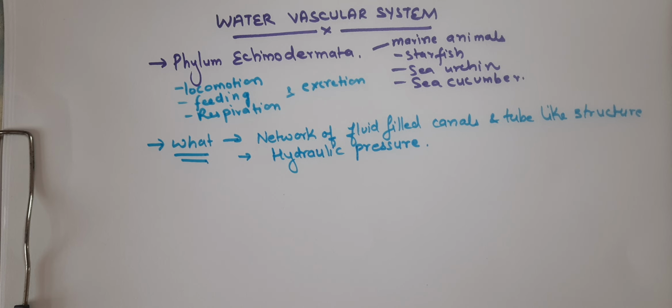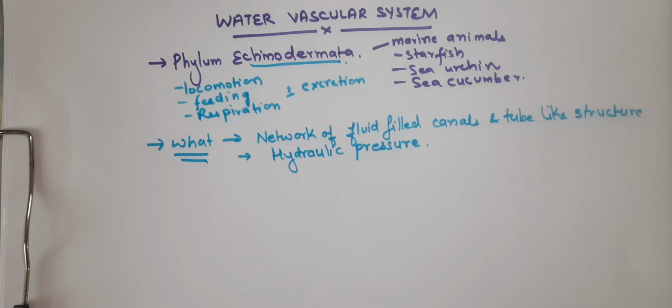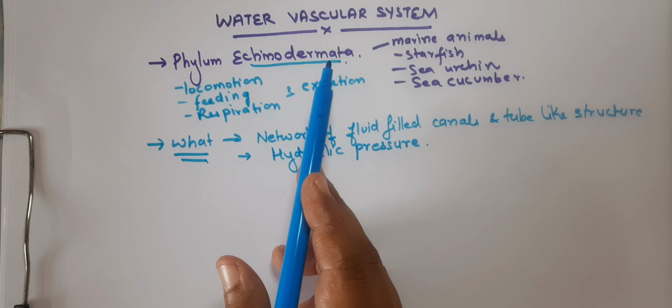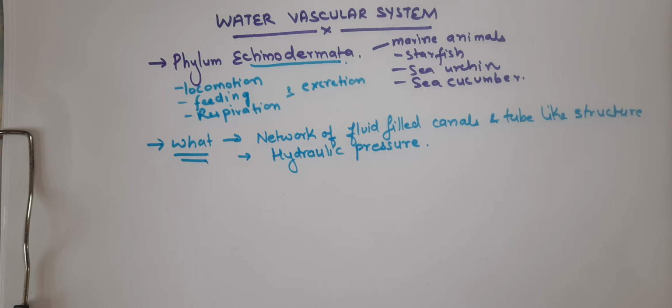This water vascular system enables the Echinodermata to function effectively in their aquatic environment. If somebody asks you what the importance of the water vascular system is, you have to tell them that it enables them to function effectively in their aquatic environment. Now let's talk about the main components of the water vascular system.